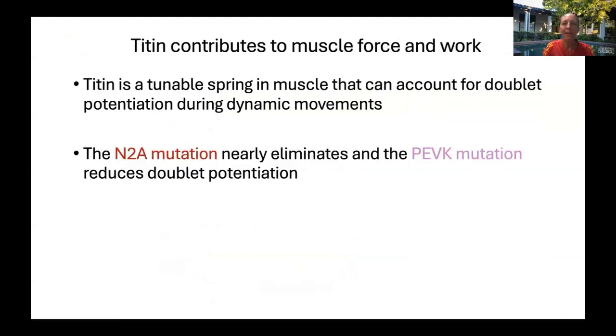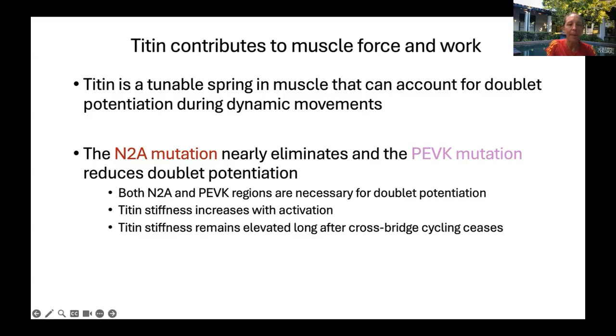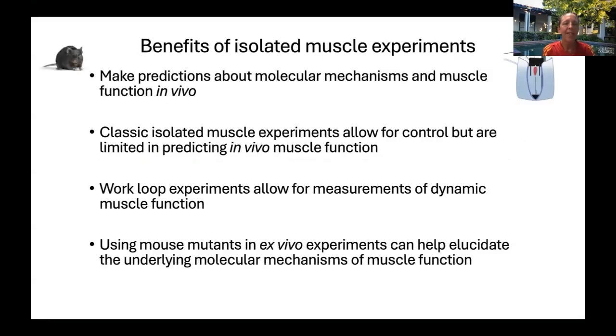And so hopefully what I've convinced you with these data is that titin is a tunable spring in muscle that can account for doublet potentiation during dynamic movements, and that the N2A region and the PVK region of titin are necessary for doublet potentiation, and that they support the hypothesis that titin stiffness increases with activation and remains elevated long after crossbridge cycling ceases.